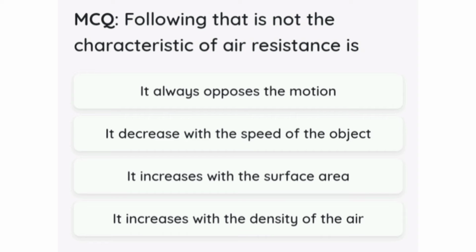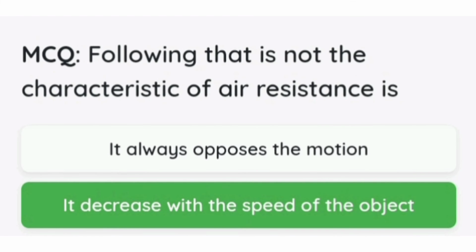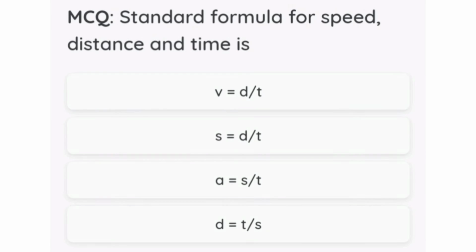So next is the following: note the characteristics of air resistance. So the right answer is it increases with the speed of the object. Of course, it does not decrease with the speed of the object, it increases.